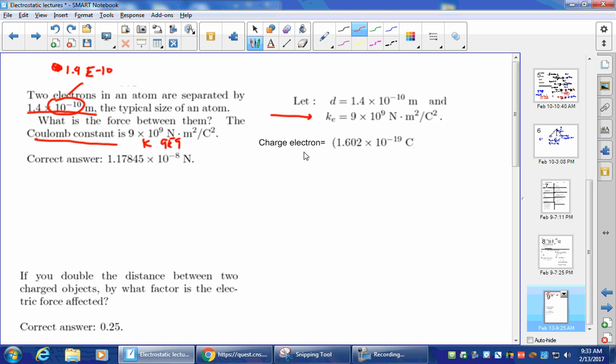That's the K constant. But we also need to know that an electron always has a charge of this. Actually, it's negative, but for this problem, we're just going to keep it as an absolute value. A proton would always be a positive version of this, right? But the electron would normally be negative. All right, so we're looking for the force, right? So make sure you identify your unknown. What is the force? So force equals question mark, right? That's what we're looking for.